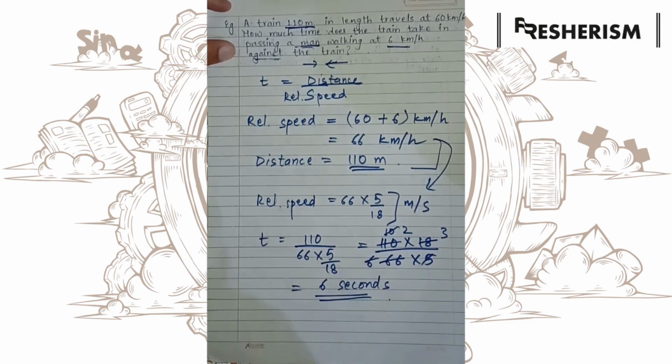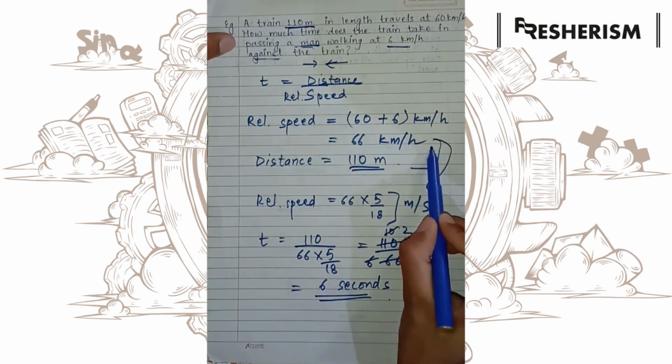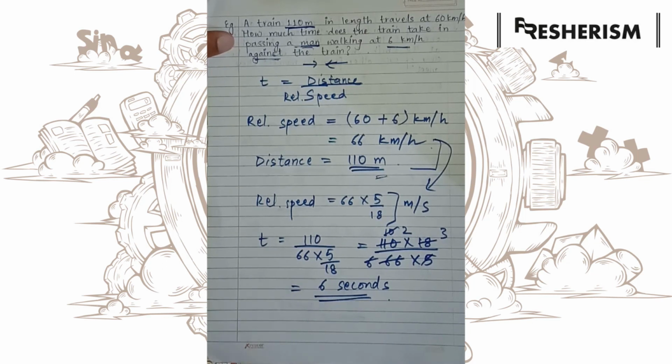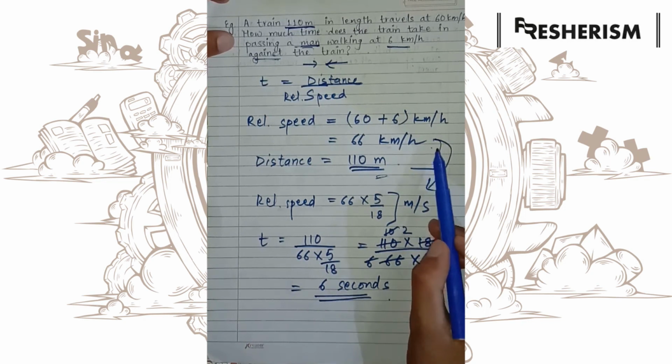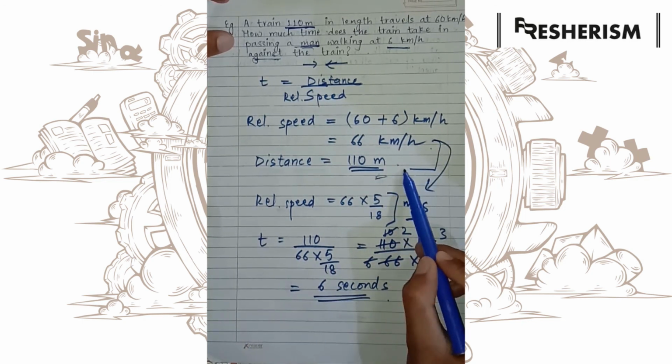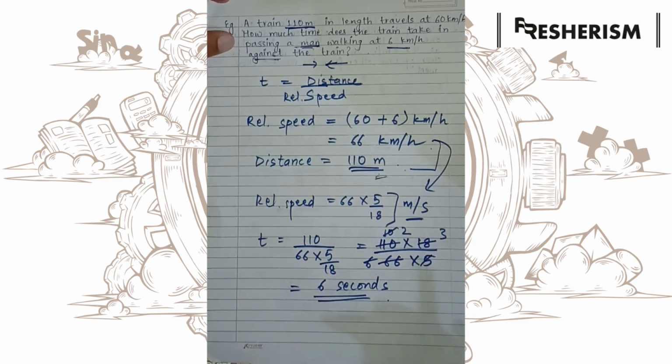So the train will take 6 seconds to pass the man walking at 6 kilometers per hour. Now one more thing that I want to add is, we have converted the speed here, not the distance, into kilometer. That is because the time is very short, that is, the time is in seconds only. That is why we have converted the speed into meter per second, not the distance into kilometers. In that way the answer would come into hours and it would be difficult for calculating it into seconds.